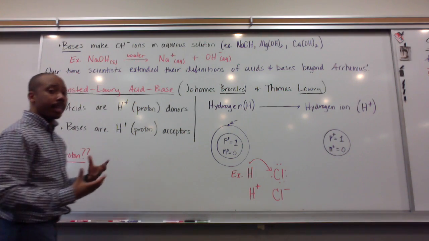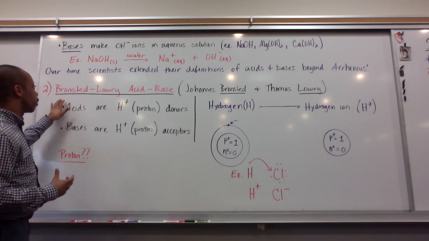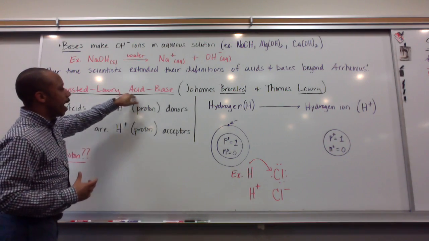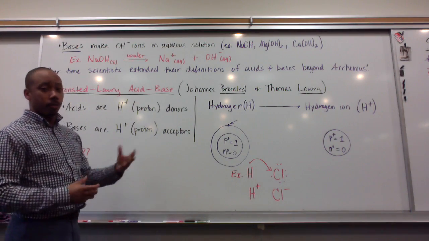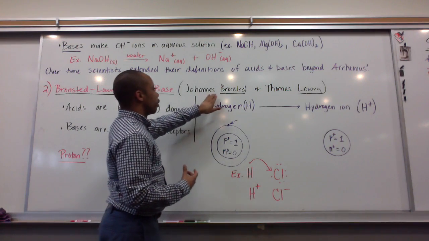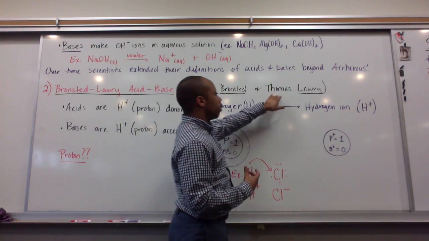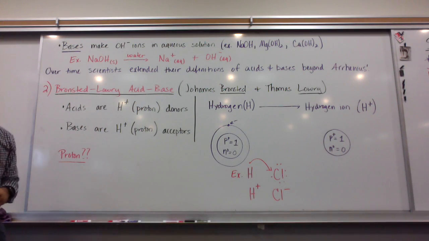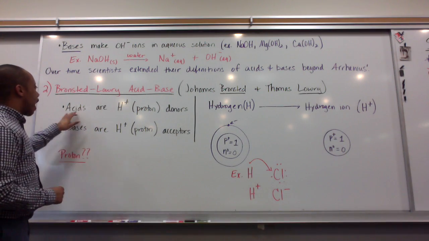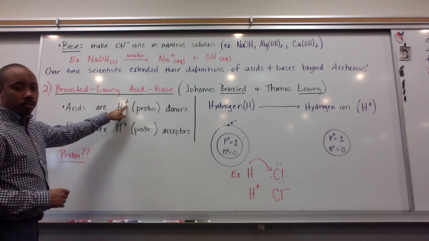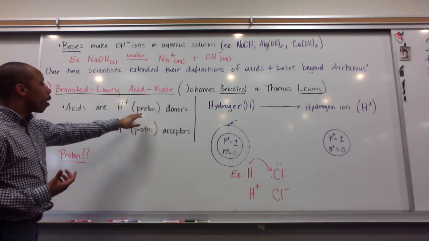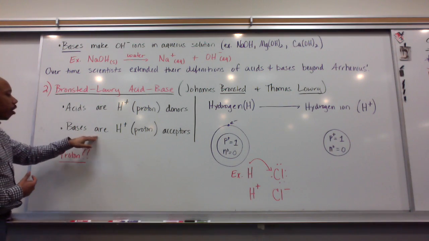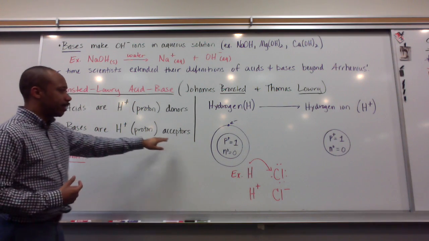Now, over time, scientists extended their definitions of acids and bases beyond Arrhenius' definitions. That brings us to our second definition, the Bronsted-Lowry acid and base definition. This comes from 2 scientists, Johannes Bronsted and Thomas Lowry. Put that together, you have the Bronsted-Lowry theory of acids and bases. They said that acids are H+ ions, or proton donors. They said that bases are H+ or proton acceptors.